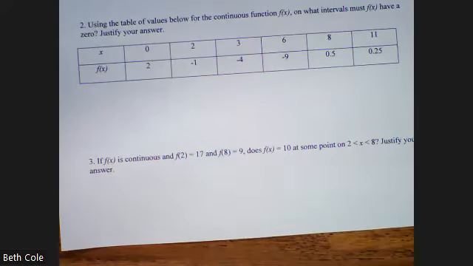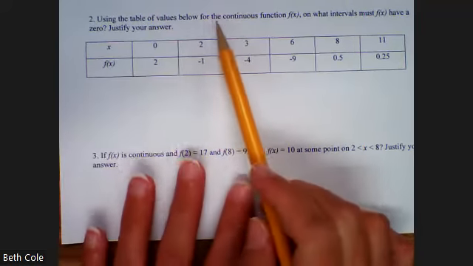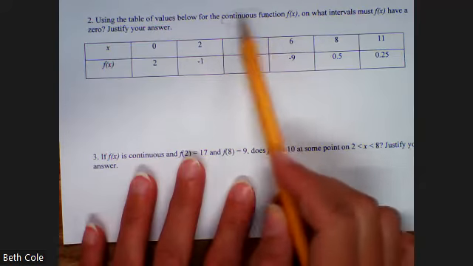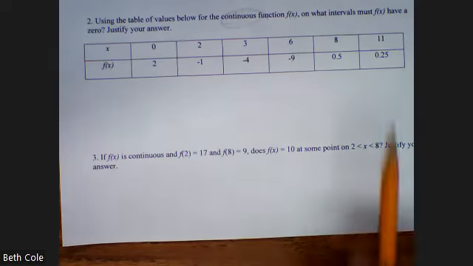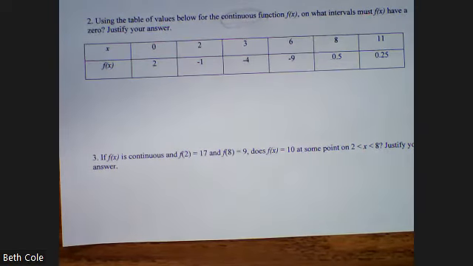On the back, we have a lovely table. Use the table of values for the continuous function f of x. You have to be told that or you can't use the theorem at all. On what intervals? This is always hilarious to me because I'll be like, on what interval? And someone will be like 3. An interval involves a starting and an ending. Does that make sense? You can't say my interval is 2. It would have to be from 2 to 3 or something like that. An interval is from somewhere to somewhere, right?